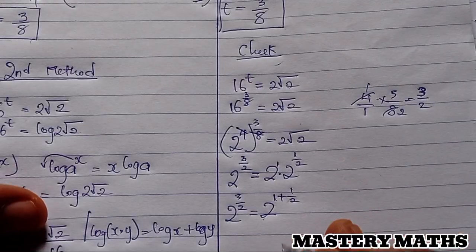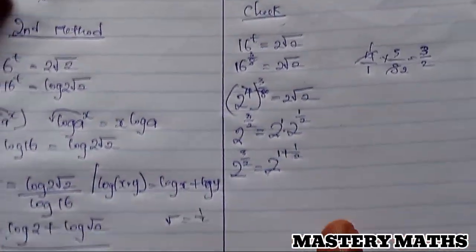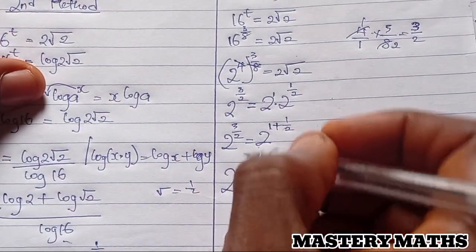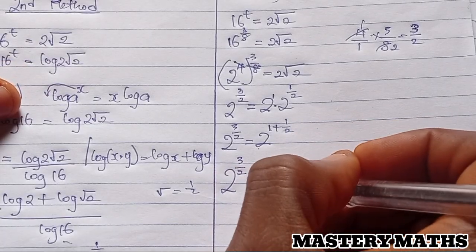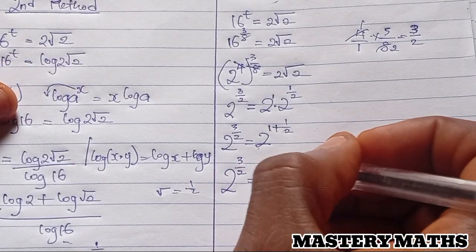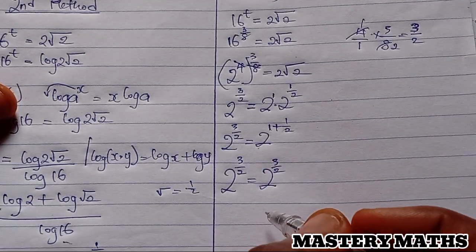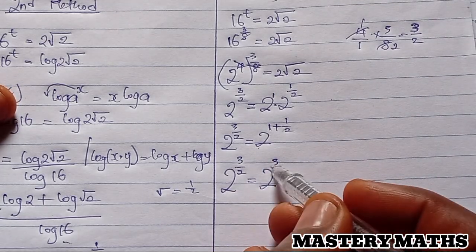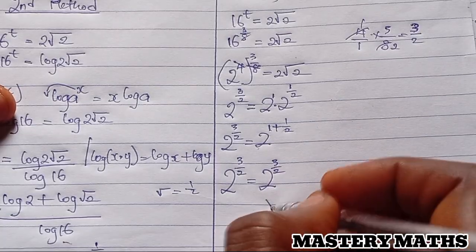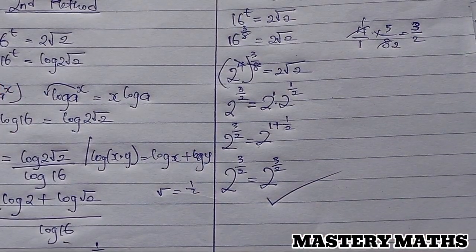So what should you do next? You have 2 raised to the power of 3 over 2 equal to 2 raised to the power of 2 times 1 is 2 plus this 1, so you have 3 over 2. When you see it now, they both give us the same base and the same power. So that means our check is correct. That one side is correct.